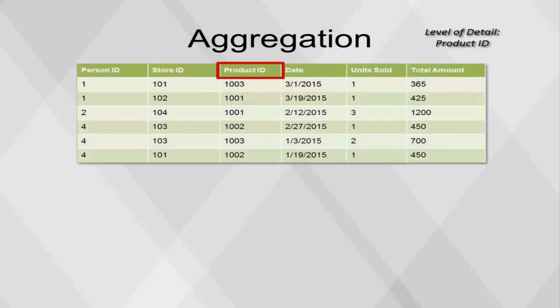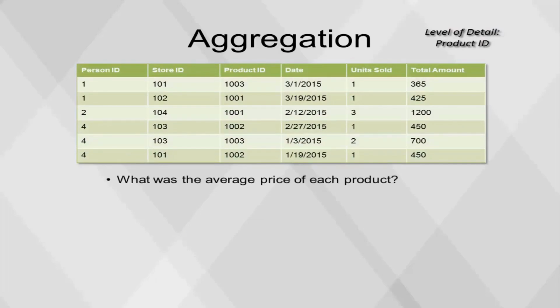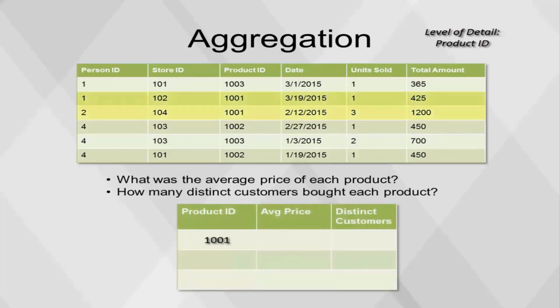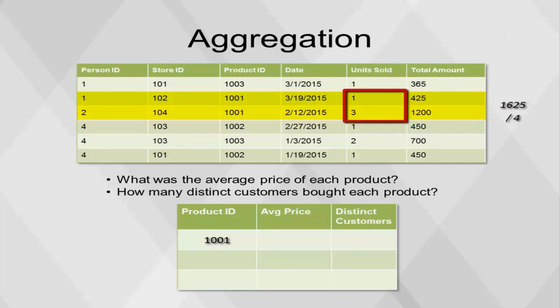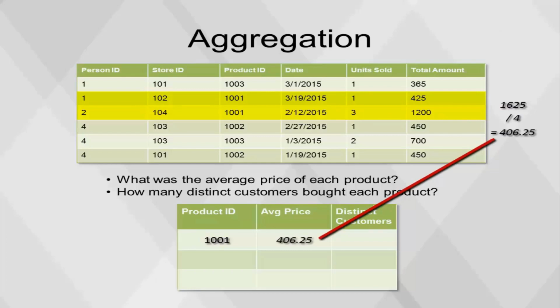Aggregating at the product level of detail can answer basic questions about each product, such as, what was the average price of each product? How many distinct customers bought each product? Starting with product ID 1001, average price is calculated as the sum of the total amount, $1,625, divided by the sum of units sold, 4. The final value of $406.25 is populated into the resulting table.